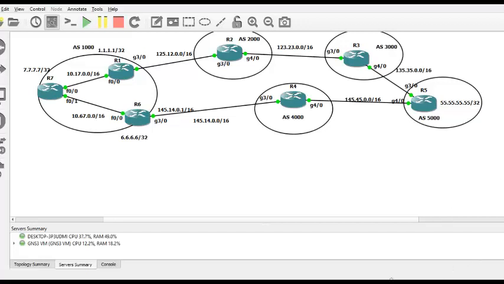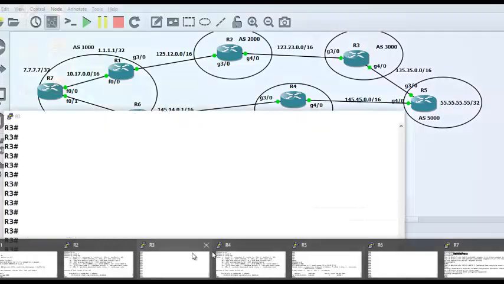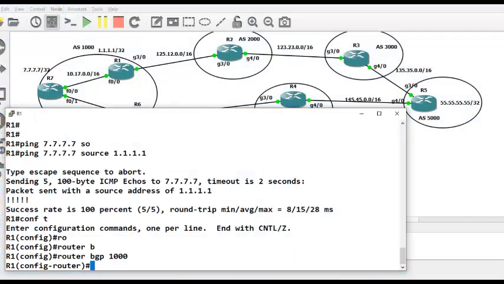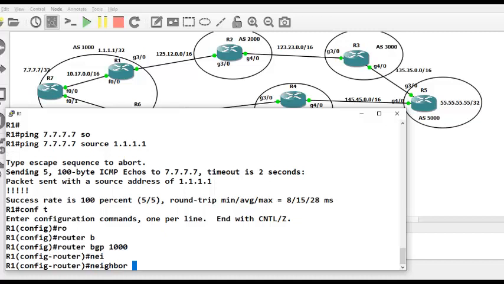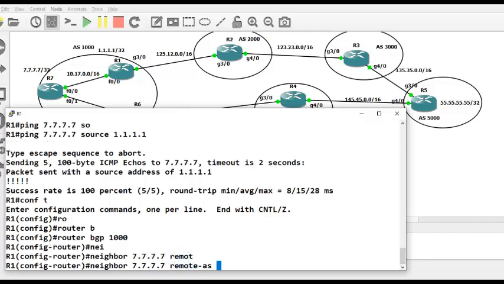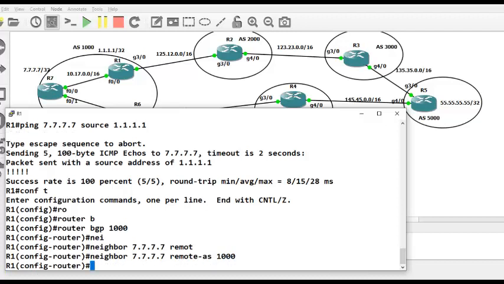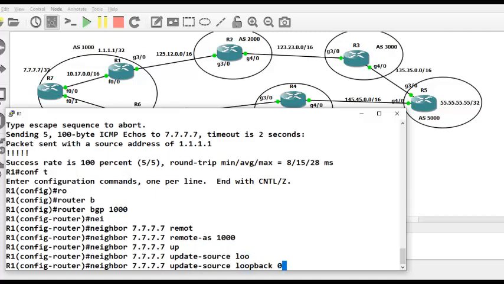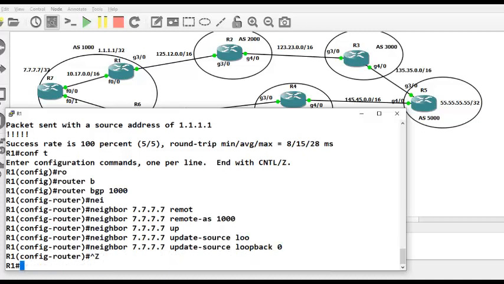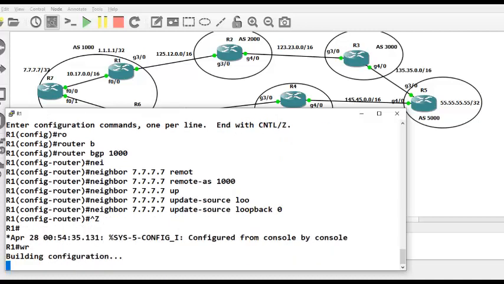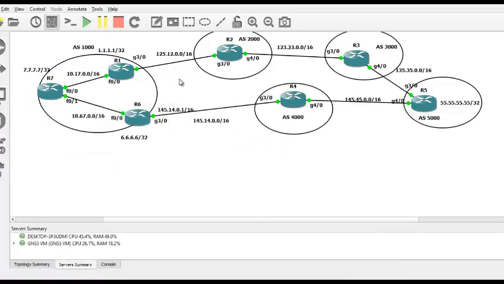Now going back to router 1, I say your neighbor is 7.7.7.7, remote AS is 1000, and whenever you speak to the neighbor, use the update source. Done. See, only one neighbor we have. We are not saying router 6 as a neighbor.